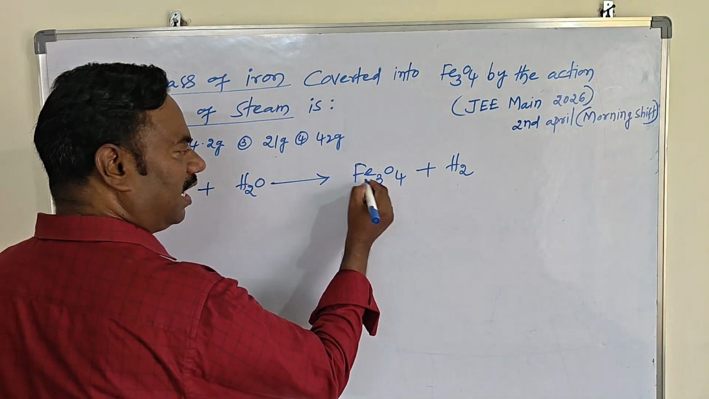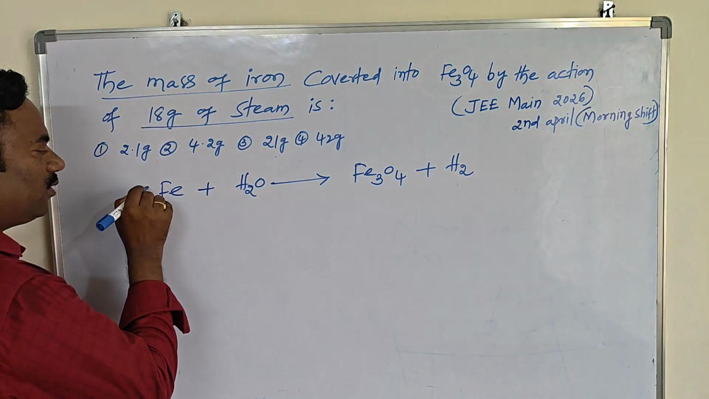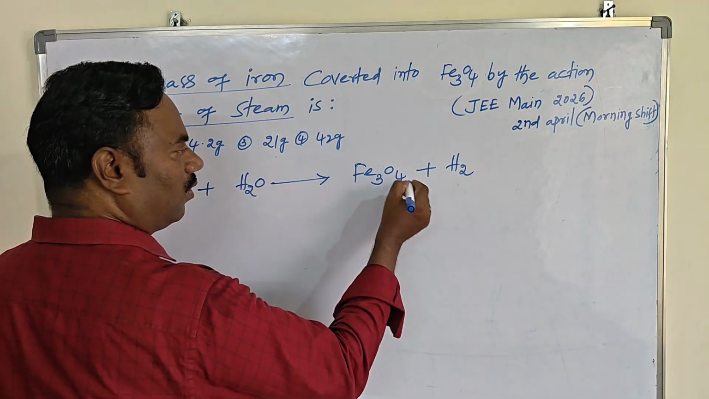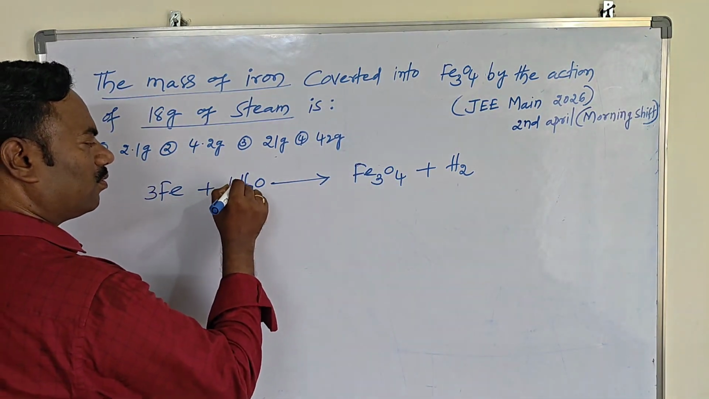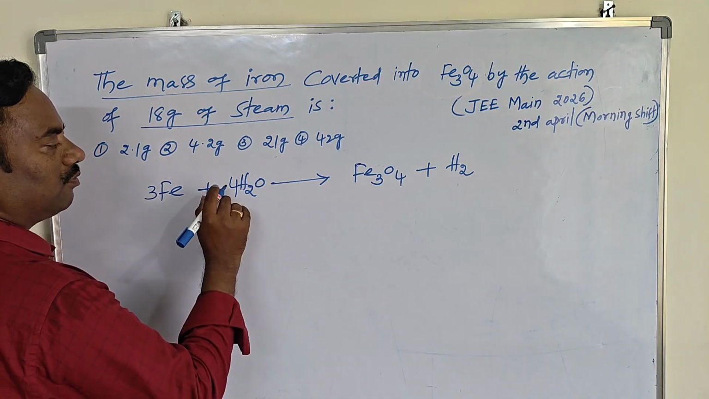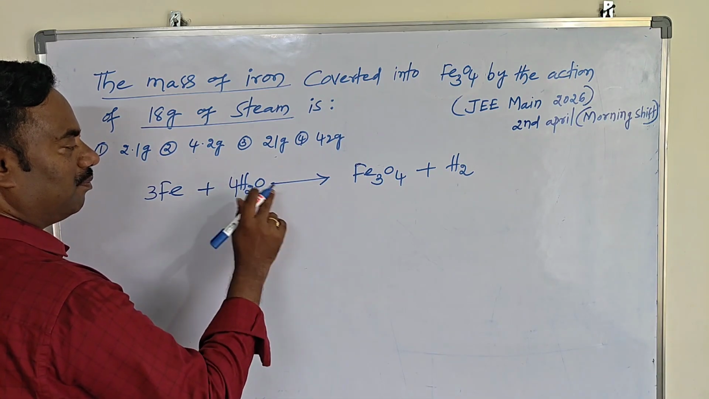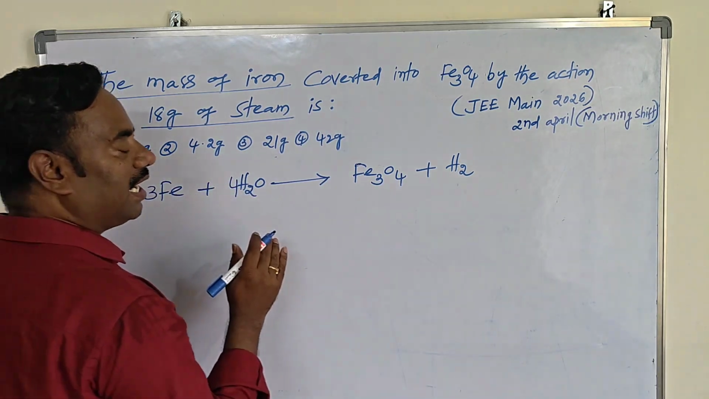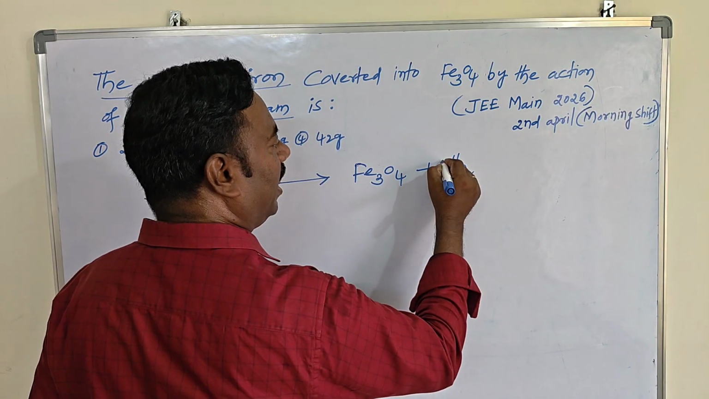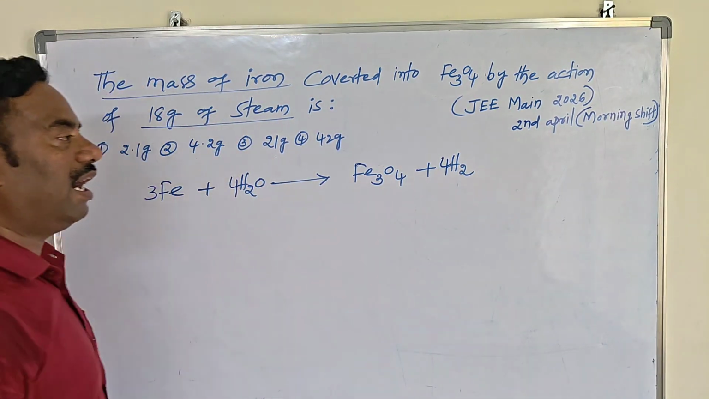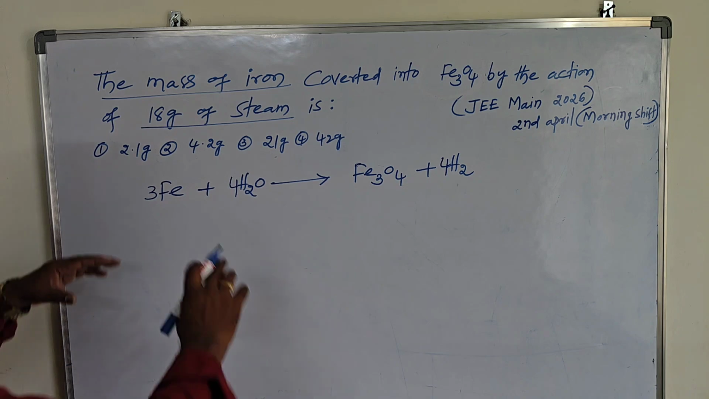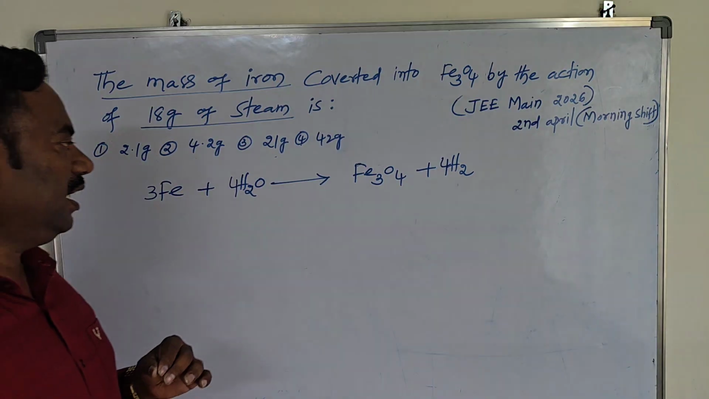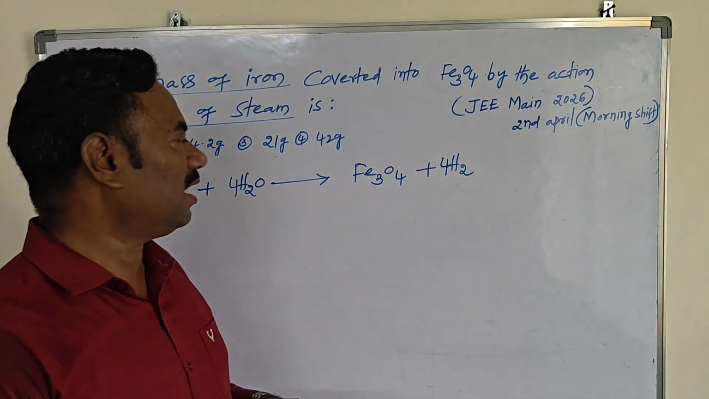On the product side, 3 irons are there, so you need to take 3 before iron. On the product side, 4 oxygens are there, so take 4 before H2O. The 4 oxygens are balanced, but 4 into 2, 8 hydrogens are there on the reactant side, so we need to take 4 before hydrogen, H2. Now it is the balanced chemical equation.